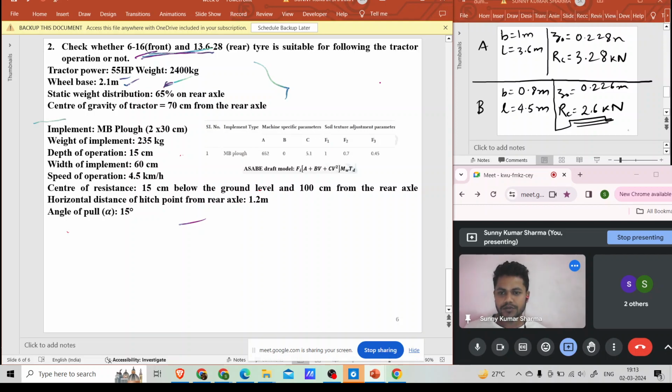The implement is an MB plow. You have to check whether this tire will be suitable for the MB plow or not. That we will do numerically here. Weight of the implement is 235 kg. Depth is given, weight is given, speed of operation is given, center of resistance and the input is given. So how will you proceed?